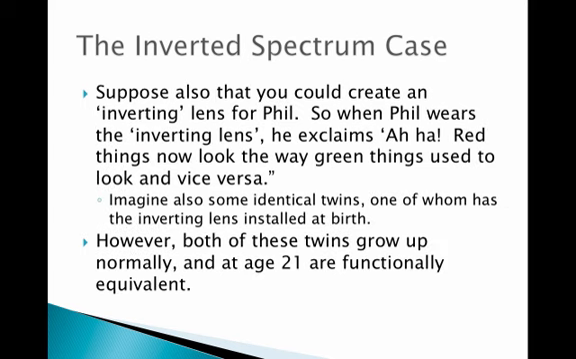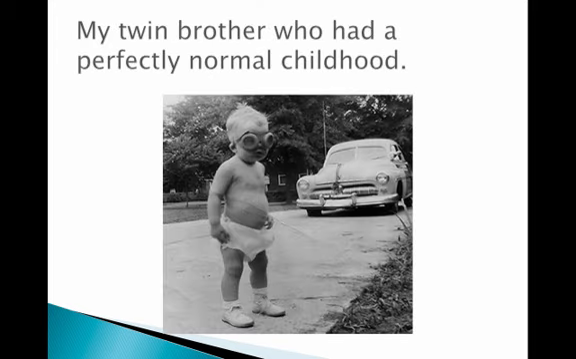All right. Well, suppose that you could create an inverting lens for Phil. So when Phil wears these inverting lenses, he'll say, aha, red things now look the way green things used to look, and vice versa. Well, imagine this instead. Imagine that there are some identical twins, one of whom has the inverting lens installed at birth. Both of these twins grow up normally, and at age 21 are functionally equivalent. So here's my twin brother.